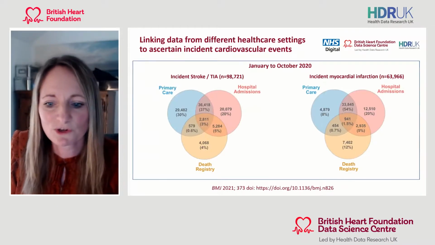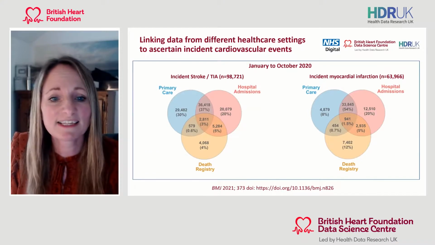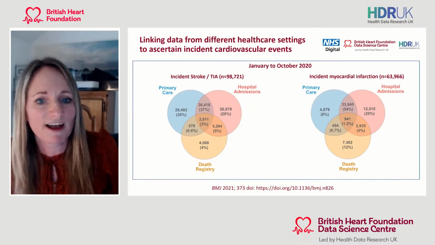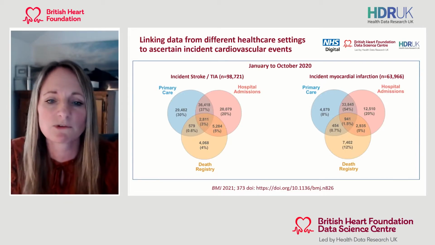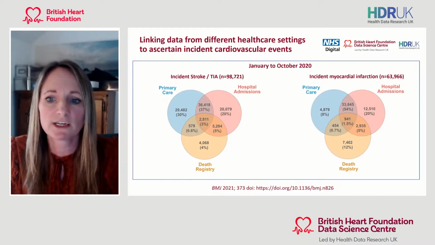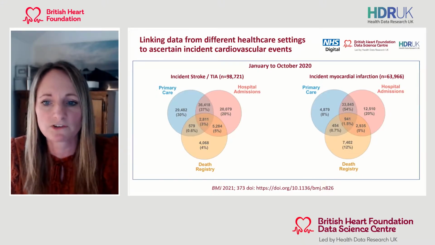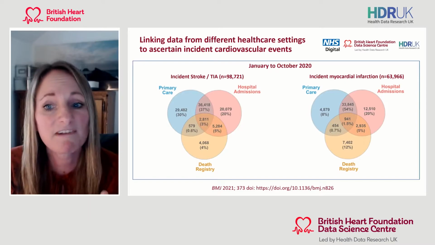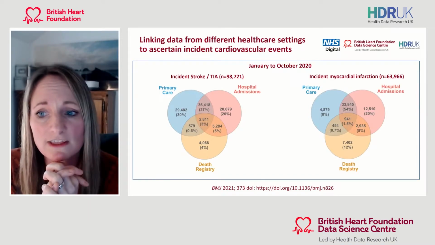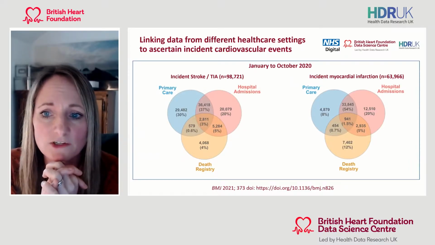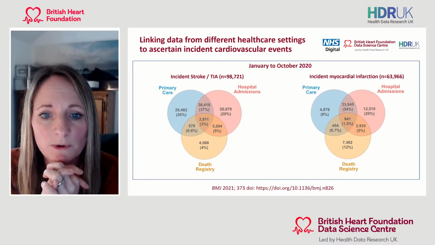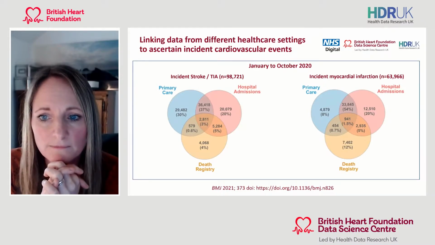So I'm now just going to show you how linking data from the different healthcare settings is essential for ascertaining disease outcomes. And here I'm showing it for cardiovascular disease events, and in particular, looking at stroke and myocardial infarction here. From around 55 million people, we identified nearly 100,000 people with a first ever stroke or transient ischemic attack. And these are data from January to October 2020.